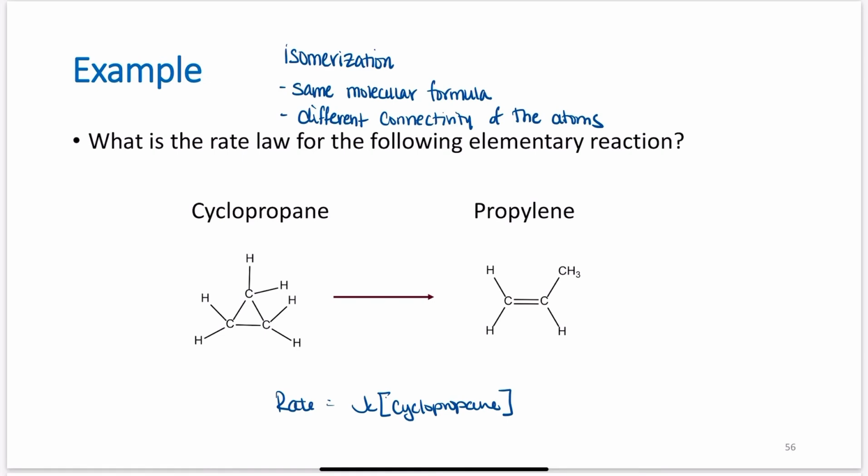It tells me here this is an elementary reaction, which means this is all that I have. This is a slow rate determining step, which means that the rate is just going to be equal to the rate constant times the concentration of cyclopropane that I have, and it's just going to rearrange itself into propylene.